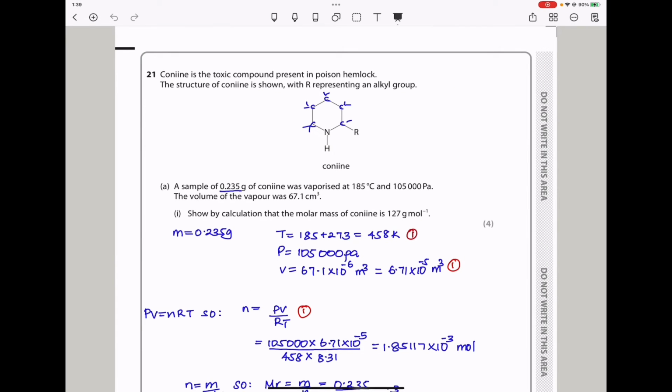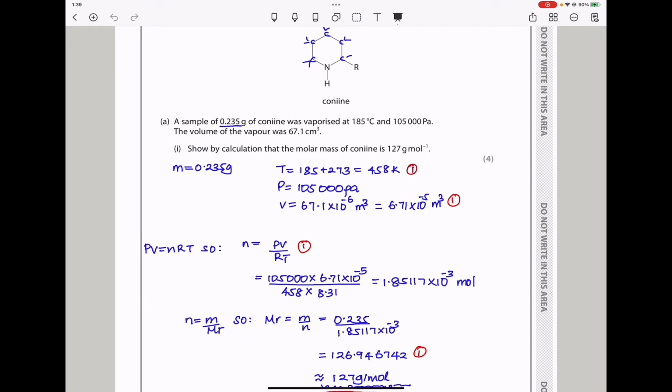Question 21. Quinine is a toxic compound present in poison hemlock. The structure of quinine is shown, with R representing an alkyl group. This is quinine. A sample of 0.235 grams of quinine was vaporized at 185 degrees Celsius and this pressure. The volume of the vapor was 67.1 centimeters cubed. Show by calculation that the molar mass of quinine is that.